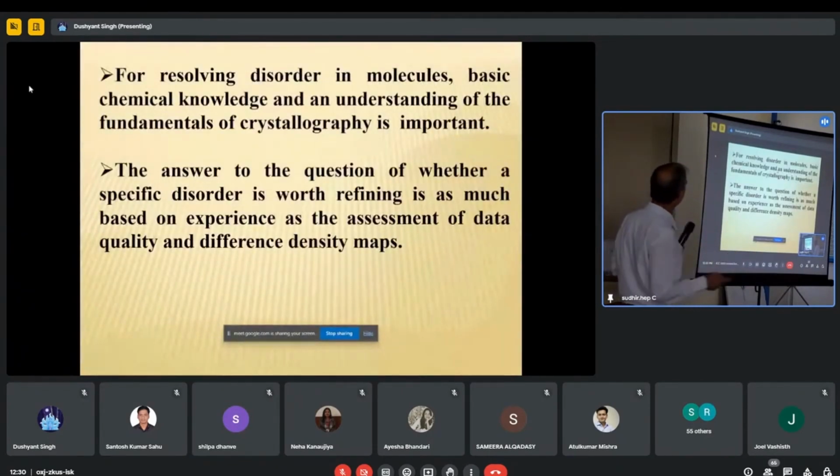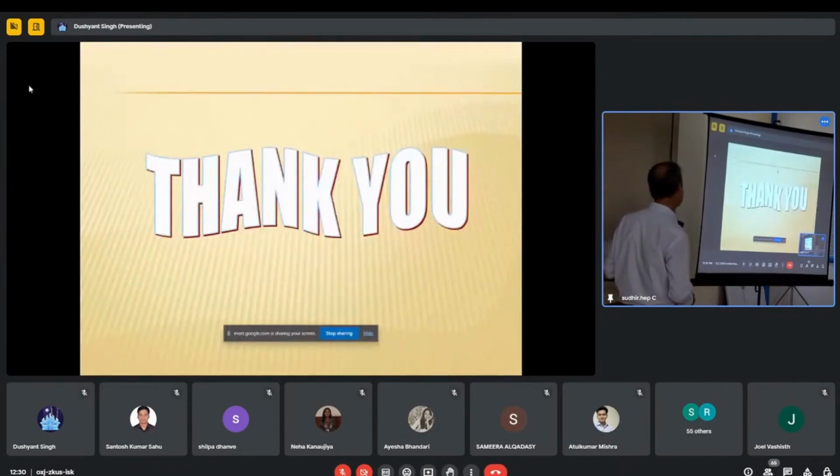So my advice to the younger generation is that for resolving disorder in molecules, basic chemical knowledge and an understanding of the fundamentals of crystallography are very, very important. The answer to whether a specific disorder is worth refining is based as much on experience as on the assessment of data quality and difference Fourier maps. Thank you.